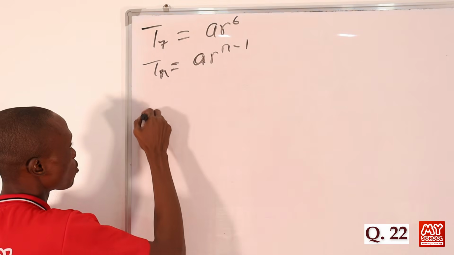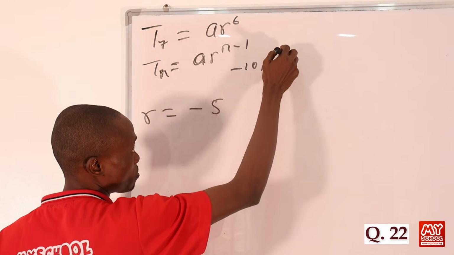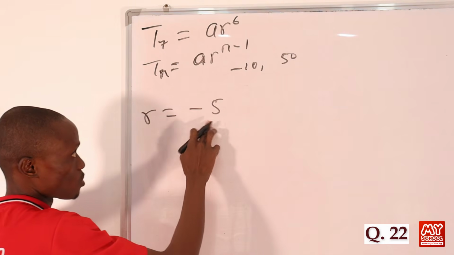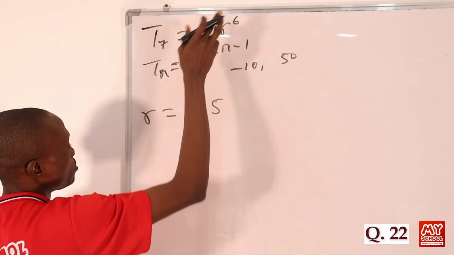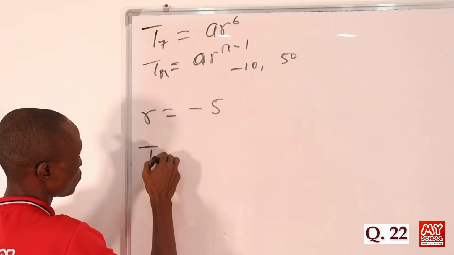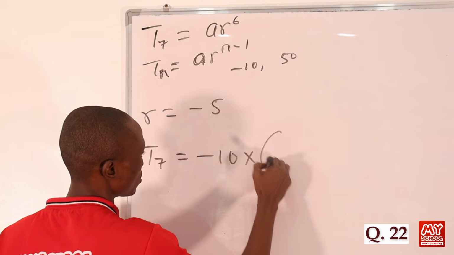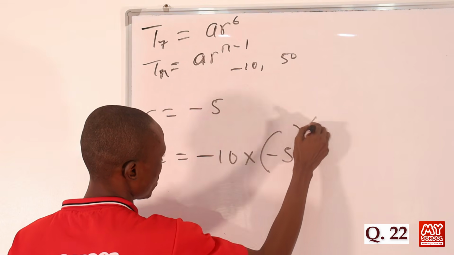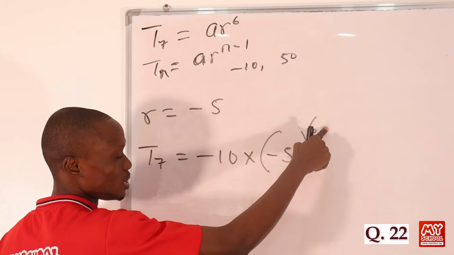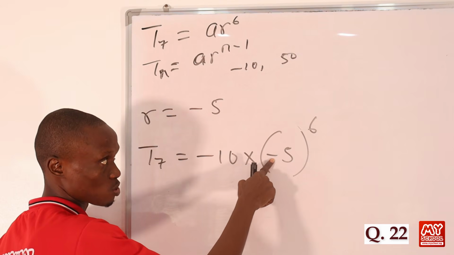From the sequence, the common ratio will be equal to minus 5, because the first term is minus 10 and the second term is 50. So 50 divided by minus 10 will be equal to minus 5, right? So we just substitute these values into the equation. Here we'll be having T7 equal to, remember the first term is minus 10, so minus 10 times, in bracket, minus 5 raised to power 6. Since the power here is even, definitely what we are going to be having here is going to be positive, right? Since we have minus here, it's going to be positive.